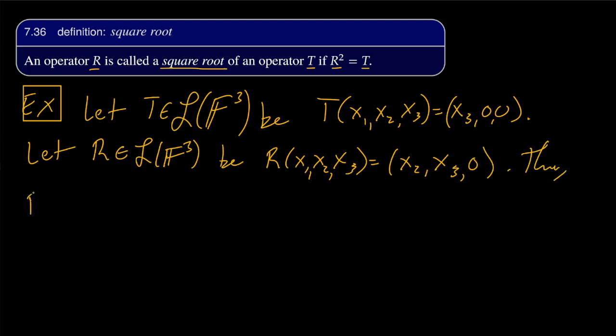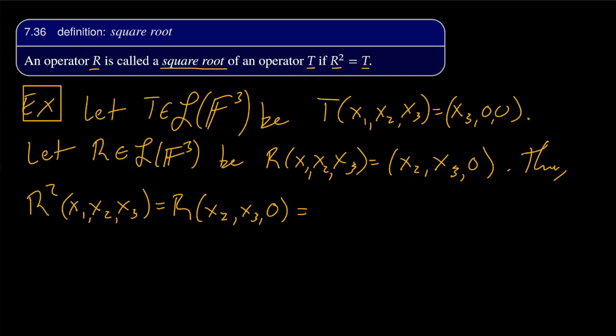Then R squared of (x1, x2, x3), well, this means I apply R to the result of R of (x1, x2, x3), which is (x2, x3, 0). But when I apply R to something, I just shift the last two entries over 1 and fill the last slot with 0. So now I shift the last two entries, which are x3 and 0, over 1, and I fill the last slot with 0. So I'll get (x3, 0, 0). Oh, but hey, wouldn't you know it? That's T of (x1, x2, x3).